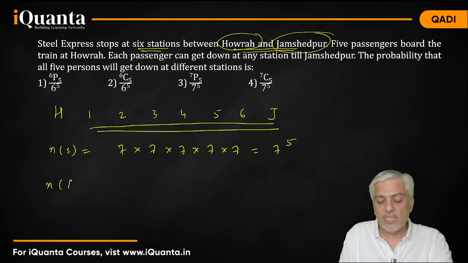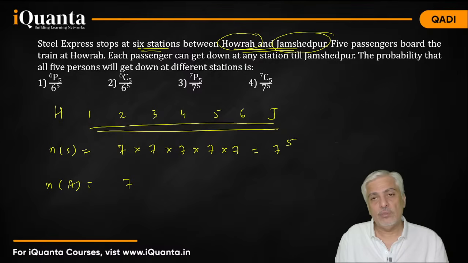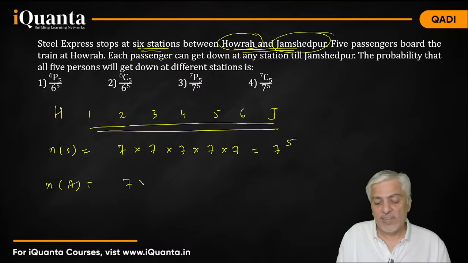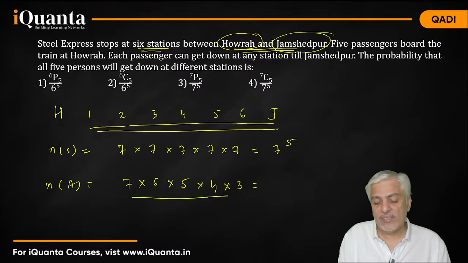Now let's talk about the event where they should not be getting down at the same station. Suppose if I count over the first man, the first man will have 7 choices. Now wherever he gets down, the others cannot get down there, which means the others will have 6 choices. The third one will have 5 choices, then 4 choices and then 3 choices. If you notice, this is nothing but 7P5.